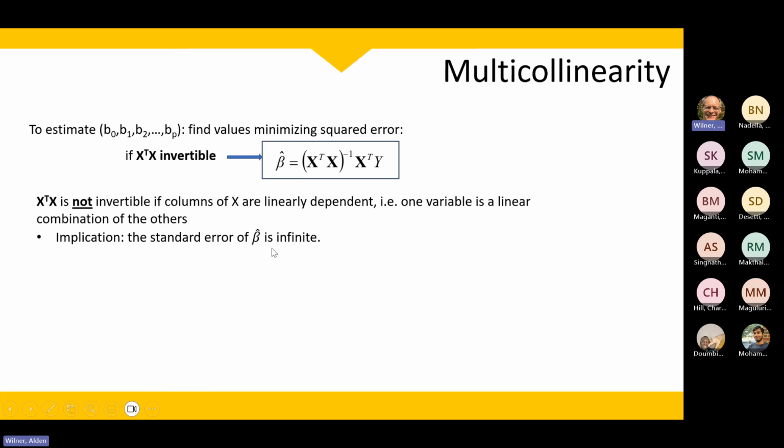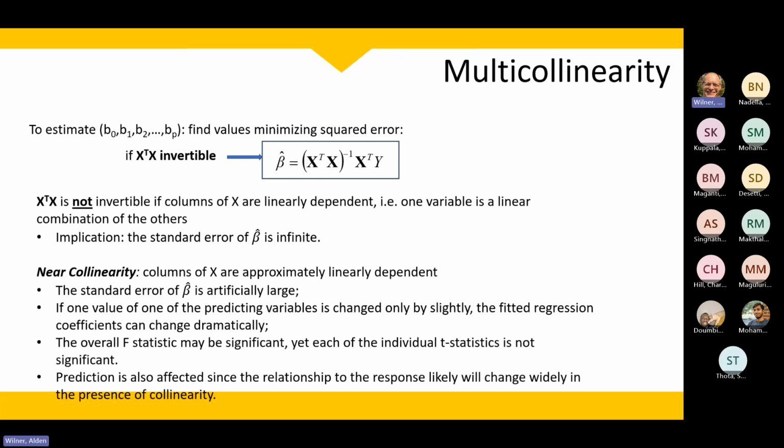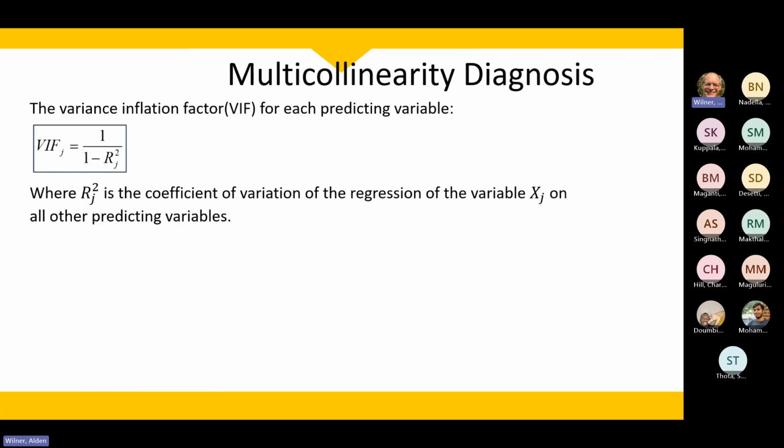We would get an infinite standard error of beta hat, right? So near collinearity gives us an artificially large beta hat. If one value then changes only slightly, we can change our regression coefficients dramatically. Our overall statistic may be significant, but when we look at the individual t statistics for each feature, none of them look significant. The prediction is affected since the relationship to the response likely will change in the presence of collinearity. This is, of course, the variance inflation factor.